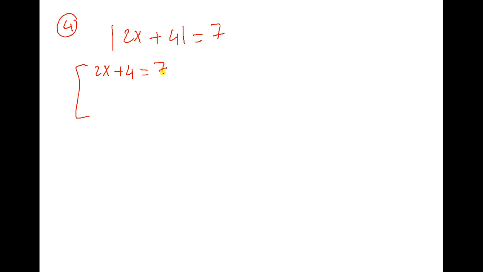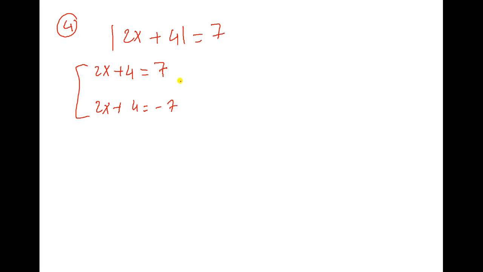Alright, we have 2 more problems, and the last 2 problems I have here are about the absolute value equation. So let's take a look at this example. The absolute value of 2x plus 4 equals 7. So we are just trying to solve the absolute value equation. Again, an absolute value equation always has 2 answers. One is positive, one is negative. So we just have to take away the absolute value and set it equal to positive 7 or negative 7.